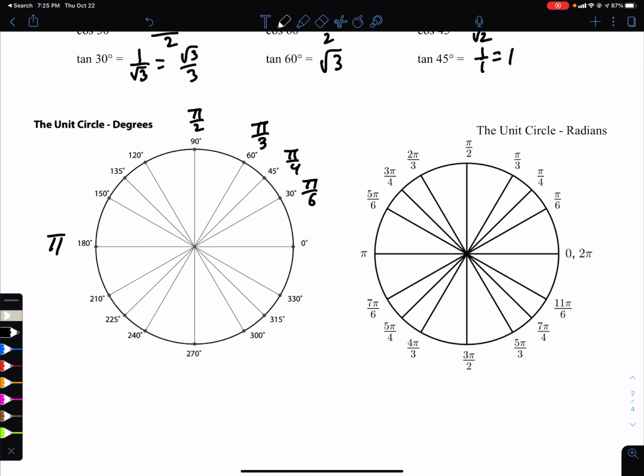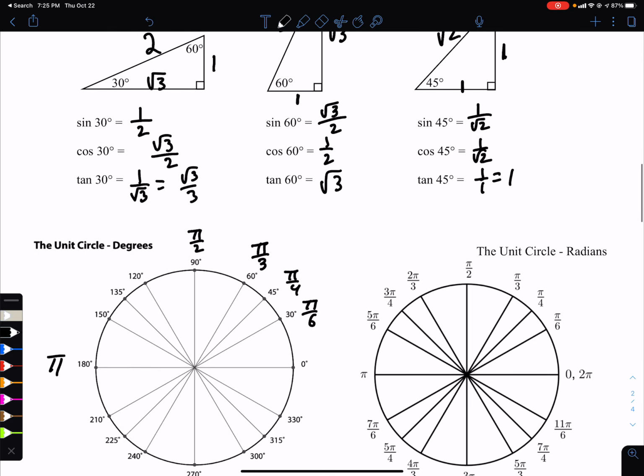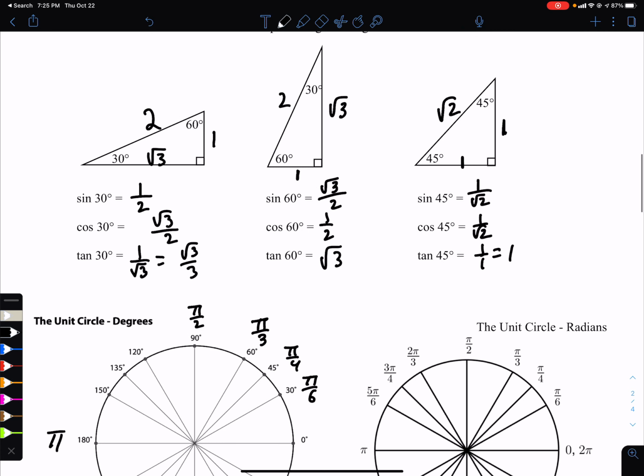All right, what does this do for me? Now, taking this back to this, big connection, big brain time, realize that a 30-degree triangle is pi over 6. A 60-degree triangle is pi over 3. And a 45-degree angle is pi over 4. This is huge.